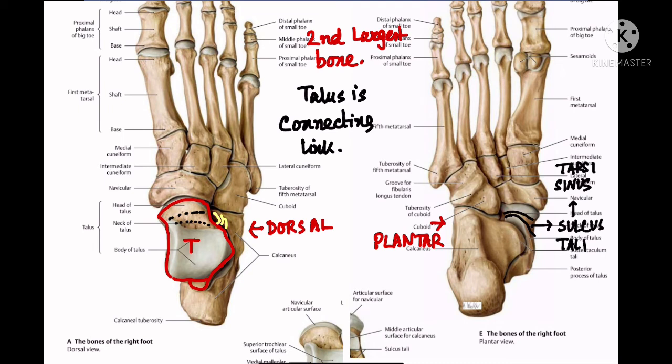So the under surface of the neck of the talus and the upper surface of the calcaneus, both of them present reciprocally grooved surfaces, and these grooves together join to form a tunnel. This is called the sinus tarsi.